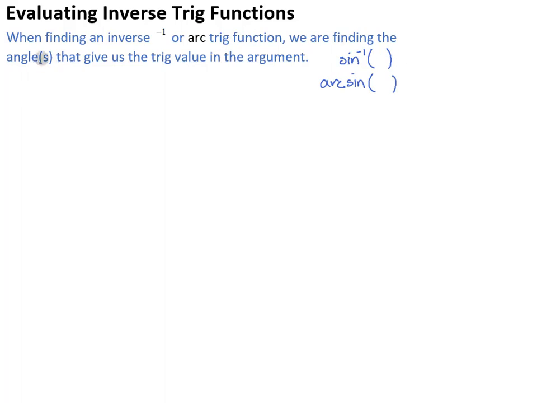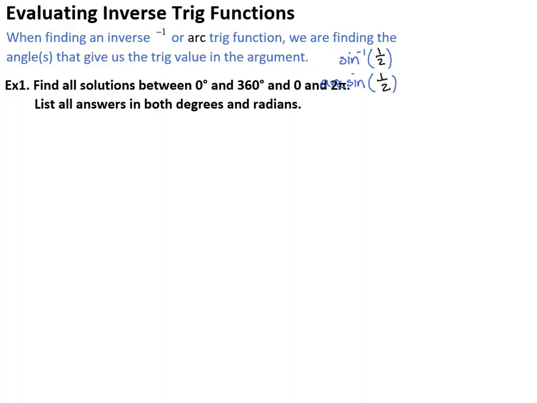We're finding the angle or angles that give us the trig value in the argument. What's in the parentheses here would be our argument. Say, for instance, I wanted to find what angle or angles give me a value of positive 1/2 for sine, this is how I could write that. This is inverse sine or arc sine. These mean the exact same thing. They're just two different types of notation that you might run into.